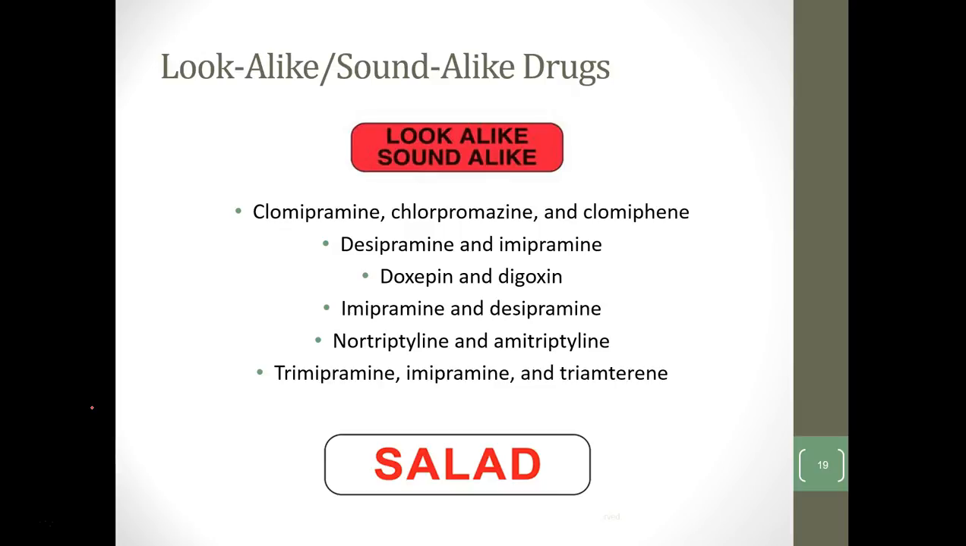Now, on this list, not all of these drugs are TCAs. Digoxin is not, and triamterene is not. These are other drugs. Now, doxepin and digoxin: digoxin is actually a drug used in heart failure. So we definitely don't want to get those two mixed up.